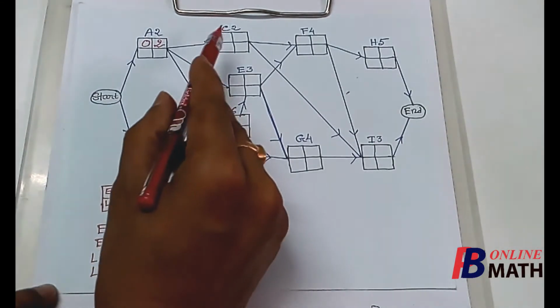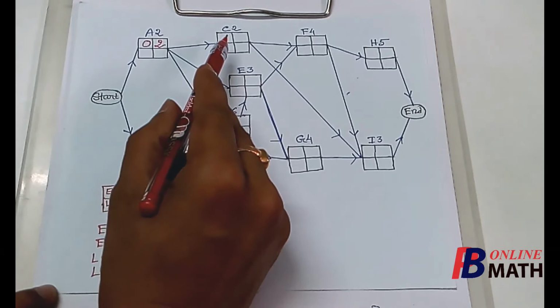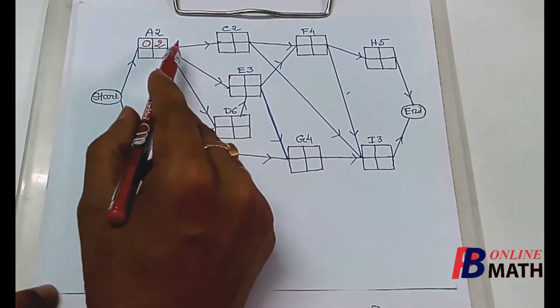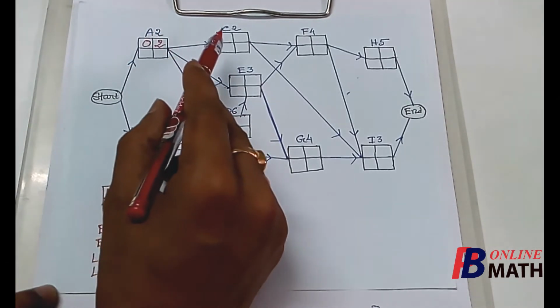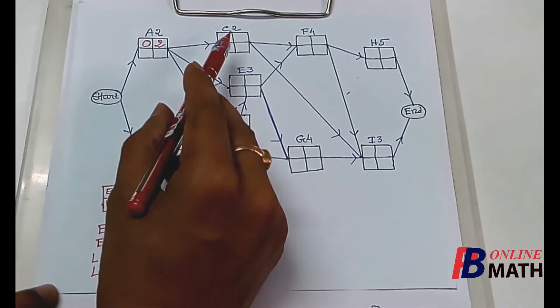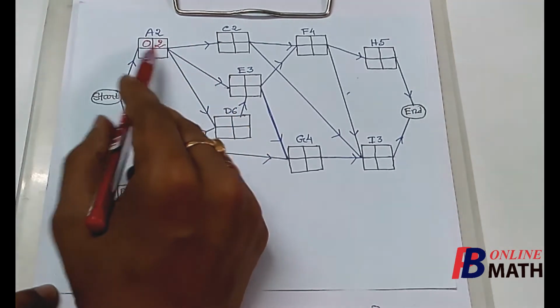Next we consider the activity C. Now the activity C has only one immediate predecessor, that is A, so the activity C can be started only if the activity A is completed.